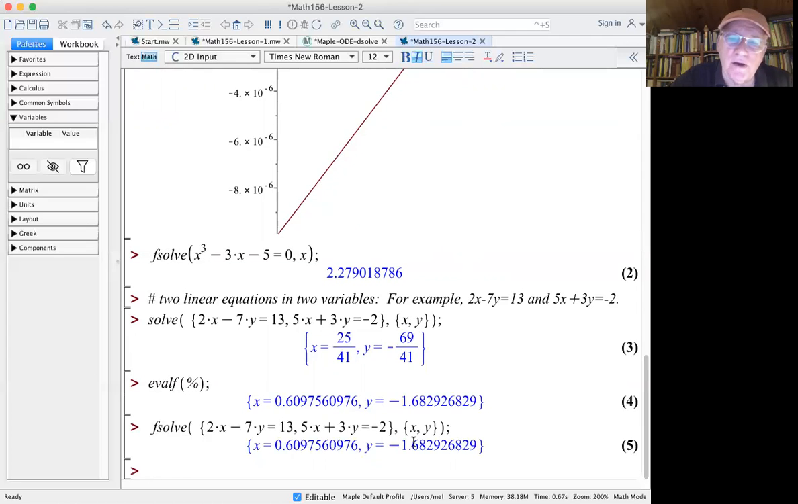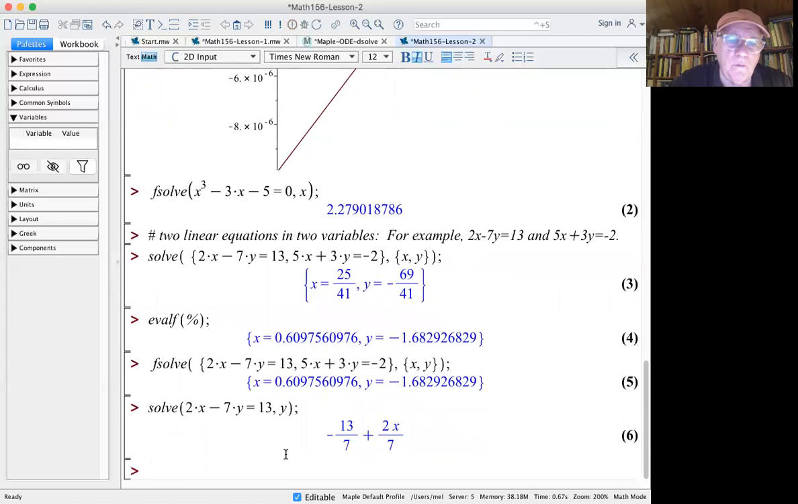So if we have 2x minus 7y equals 13, I want to solve that for y. And Maple will do that just using the solve command. If I write down solve this equation, solve that for y, I get y is equal to minus 13 over 7 plus 2x over 7.